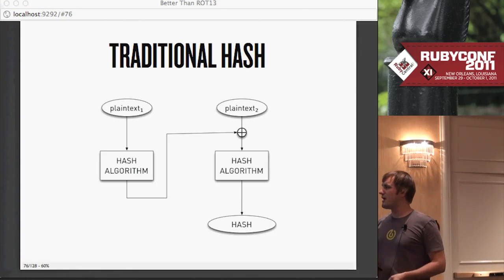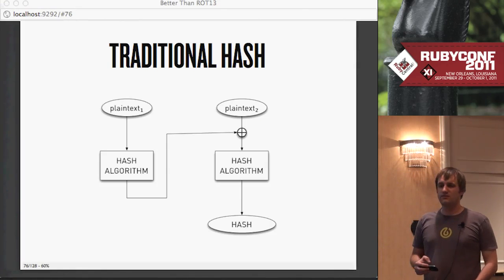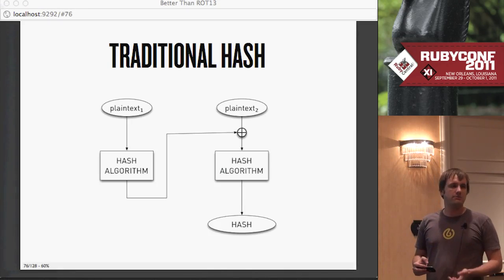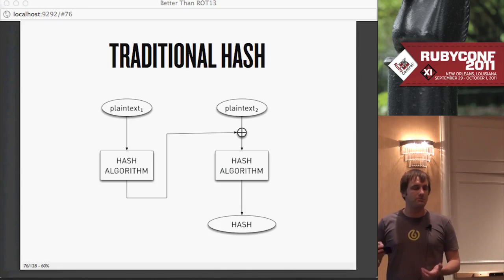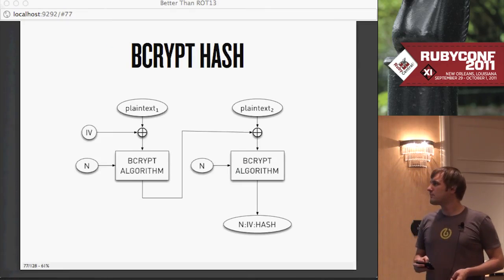So this is how a traditional hash works. You throw some plain text into an algorithm, and instead of outputting the result of the algorithm, you just feed that into the next block and keep going until you get the final value and you output the hash. So it's basically symmetric encryption, but you don't output anything except for the very last thing.